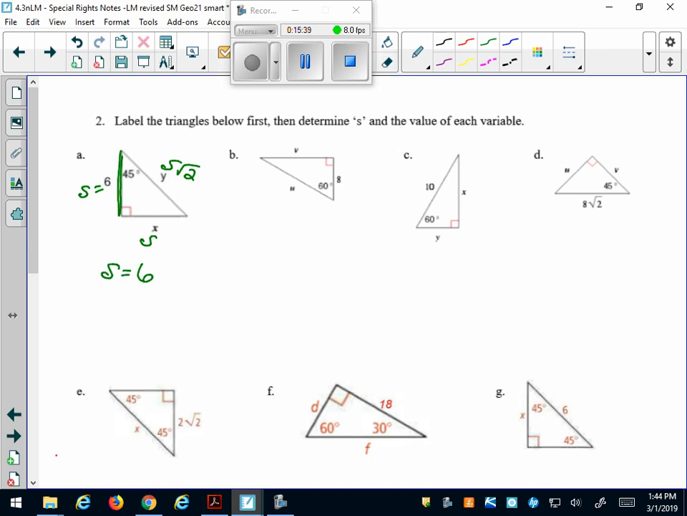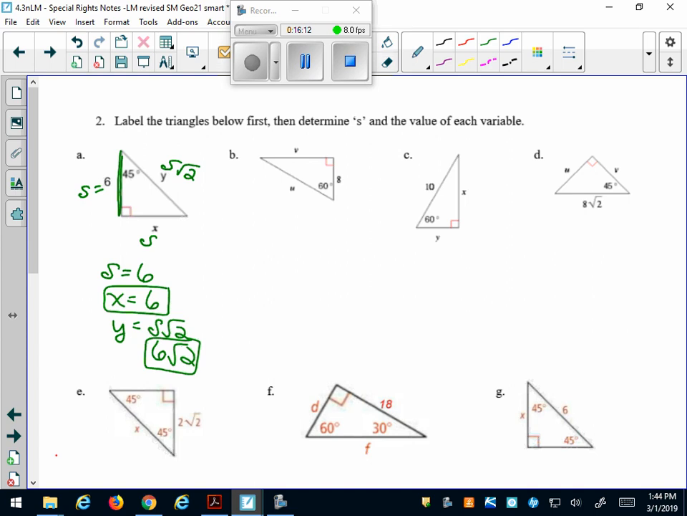Well, now we can just plug that in wherever there's an S on the other sides. So what's X going to be? 6, right? X is just S, so that's 6. And what's Y going to be? Right, well, if it's S root 2 and S is 6, it's going to be 6 root 2. Now, like I said, you probably could have done that without solving for S. But some of these are going to get a little bit more complicated, so bear with me here.